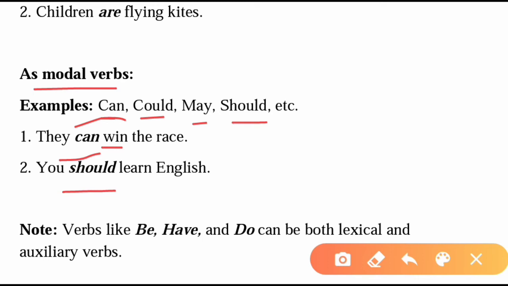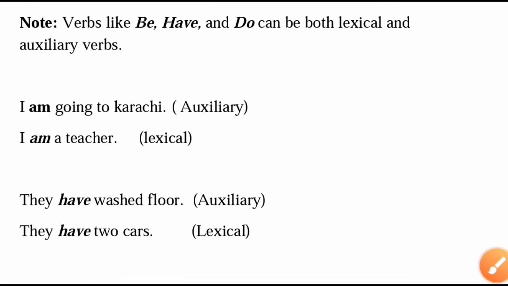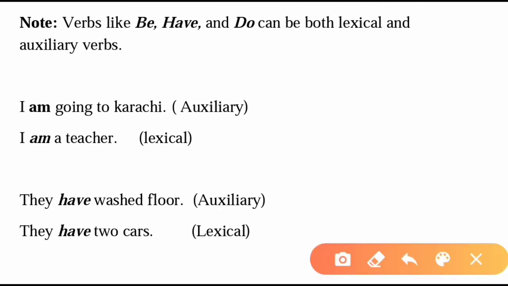In auxiliary verbs we have studied that they can be used as helping verbs, and auxiliary verbs can also be used as modal verbs. Now let's talk about something else here. Verbs like be, have, do can be both lexical as well as auxiliary. These are the three verbs that you can use as both lexical and auxiliary verbs. Now let's see a few examples.